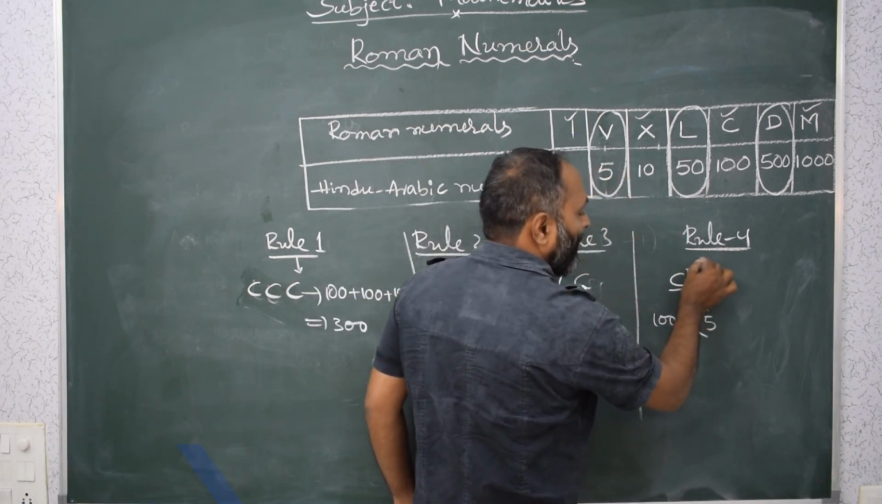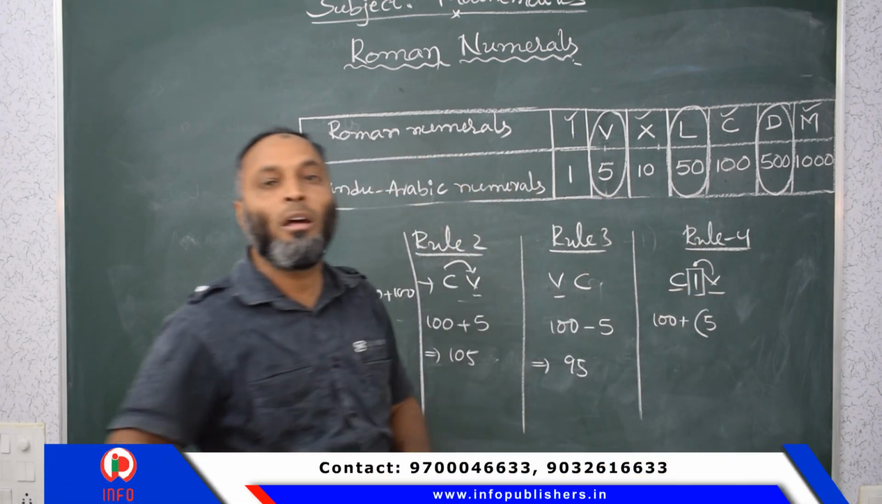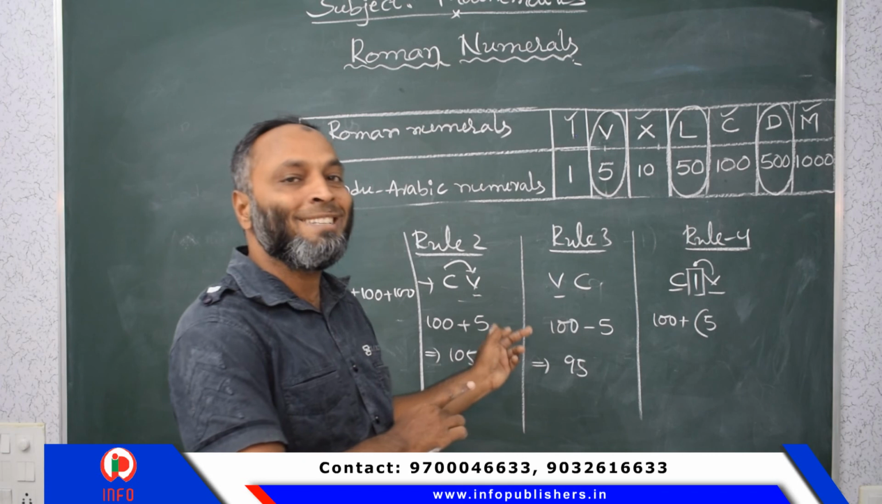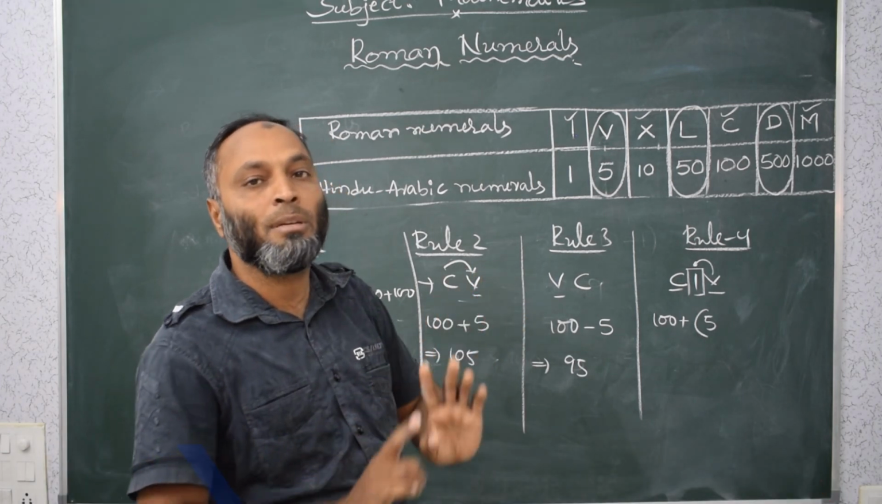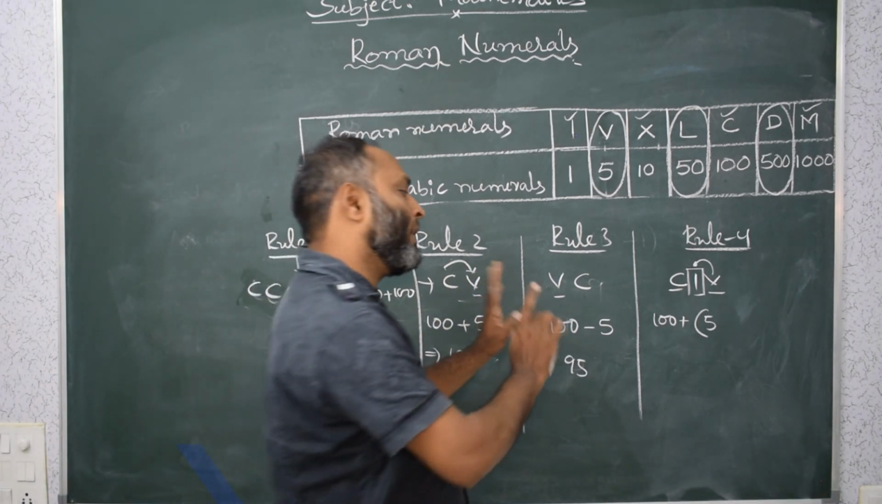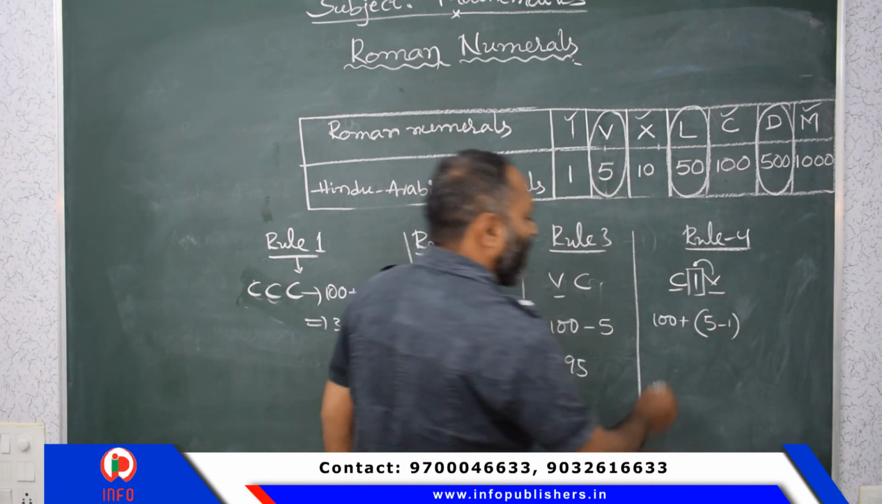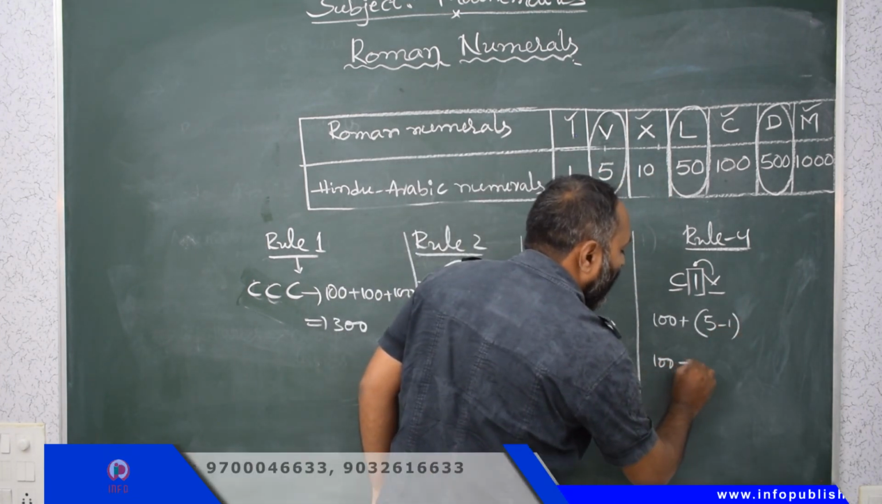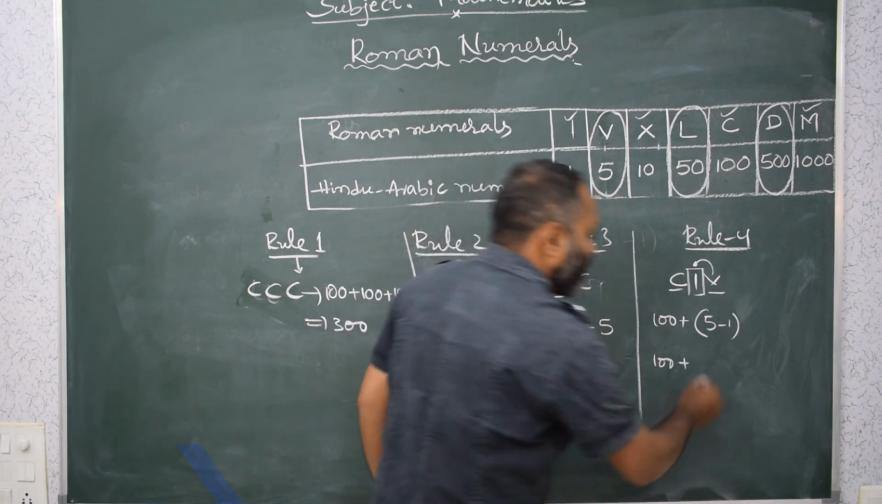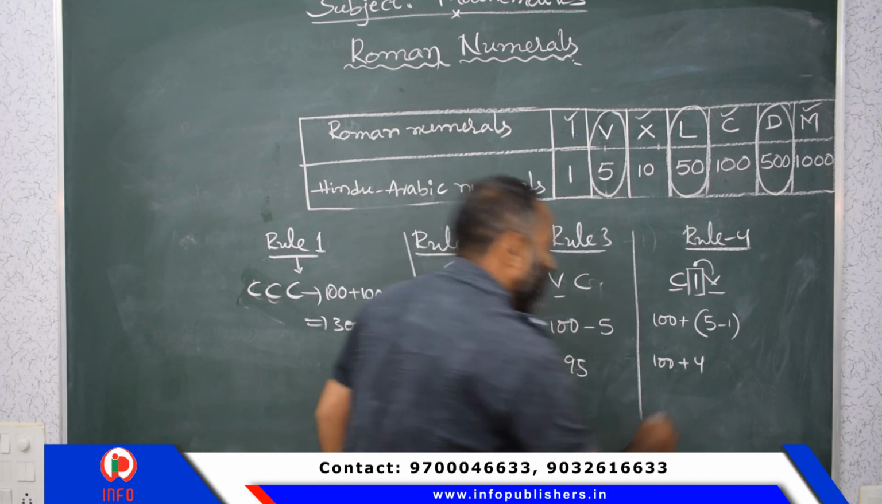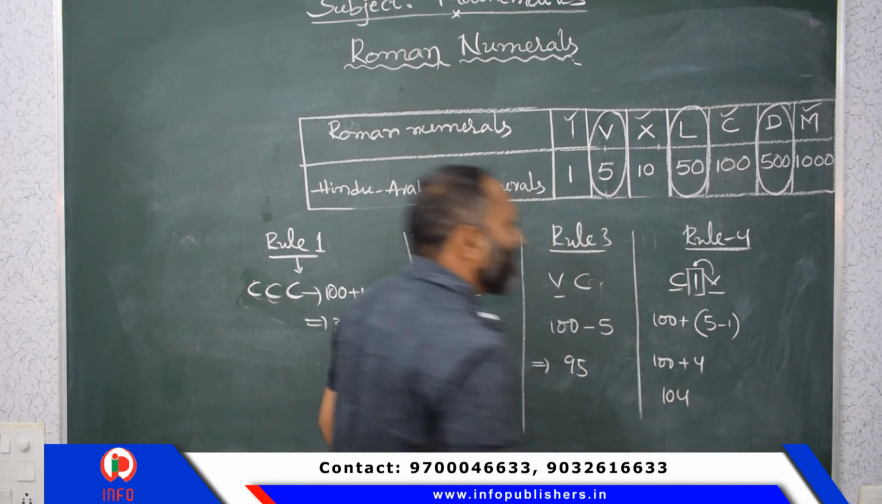And after that, on the left side we have a small Roman numeral. In the third rule, whenever a small Roman numeral is on the left side, we have to subtract. The same we have to apply here. That is 5 minus 1, which is 4. Then 100 plus 4 is 104. So these are the representations.